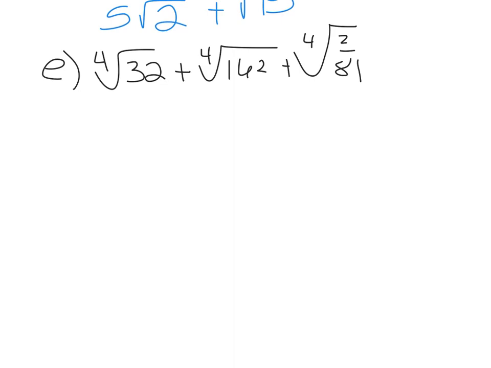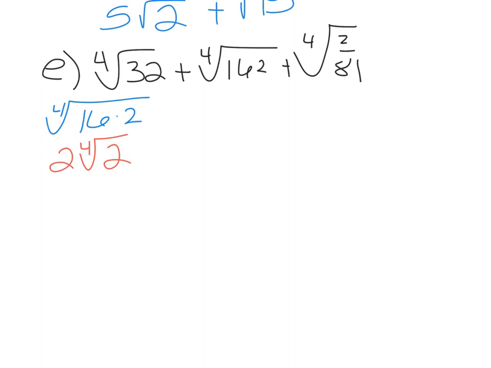We know 32 is 16 times 2, and 16 happens to be a perfect fourth because you can take the square root of it twice, or 2 times 2 times 2 times 2 makes 16. So when you break this to be a 16, the fourth root of 16 is 2, so a 2 is going to come to the outside here. So we're going to end up with 2 times the fourth root of 2 when we simplify that first term.